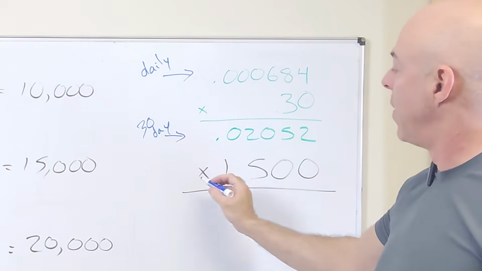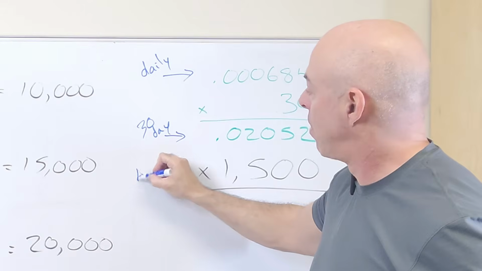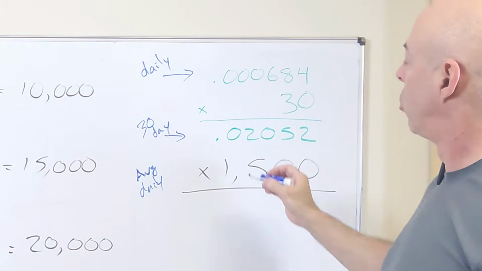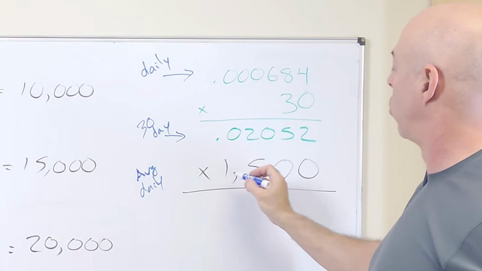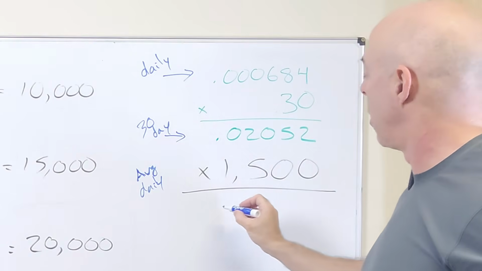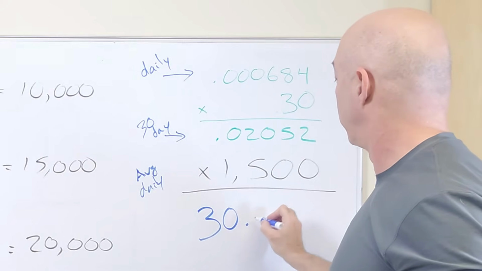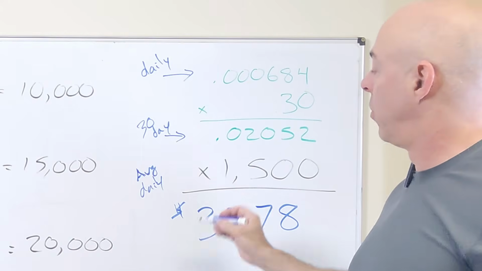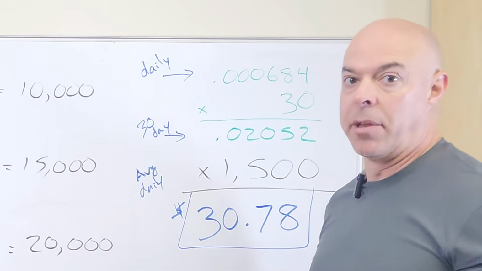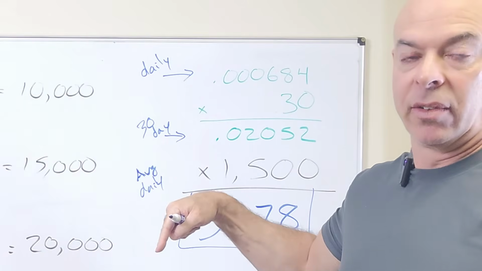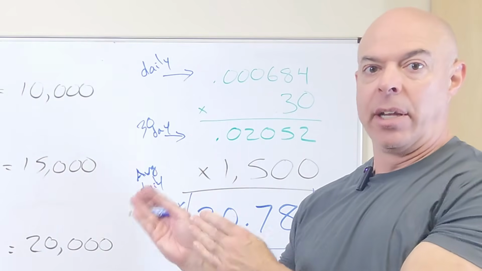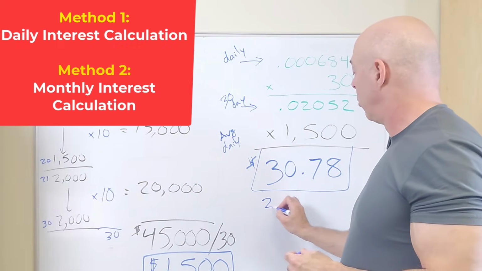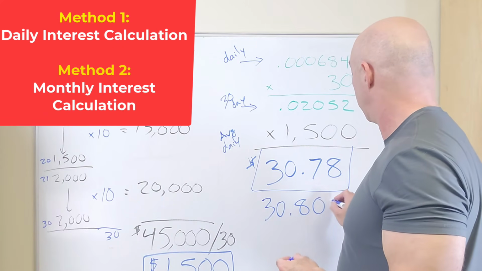And we're going to say, okay, and this is our average daily balance for 30 days. So you take your 0.0205 times 1,500, and we get 30.78. So this is the interest for the entire month, 30.78. In the previous example, we did a daily calculation of interest. In this example, we did a monthly calculation of interest. The previous example was, I believe, 30.80.